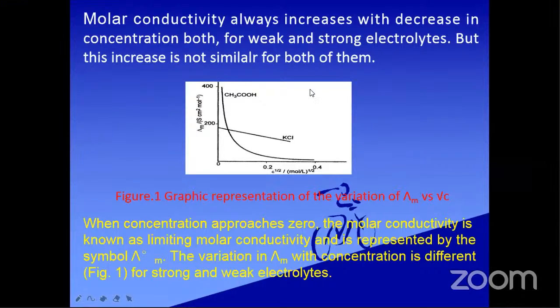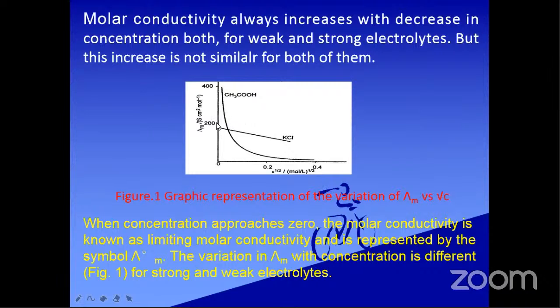Here one graph is there. By plotting a graph of molar conductivity lambda m, with units Siemens centimeter square mole inverse, against root C, the concentration, you have to observe what is happening. This is KCl, a strong electrolyte, and CH3COOH is a weak electrolyte. This is a weak acid, that's why it is a weak electrolyte.